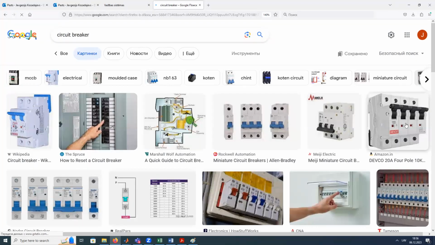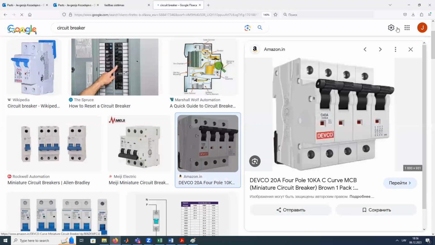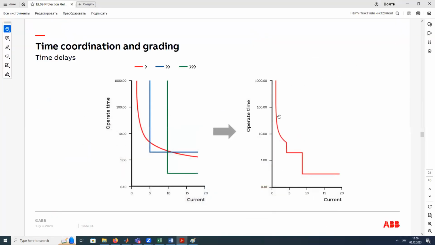That's why for ordinary circuit breakers like this, we have two types of operation curve. This type is inverse time, which makes it possible to synchronize this circuit breaker with a fuse. And this type, if the current is too high, does not wait and disconnects without any delay.